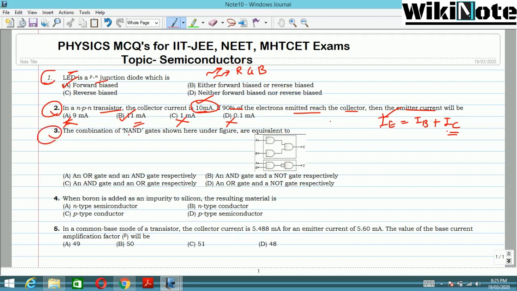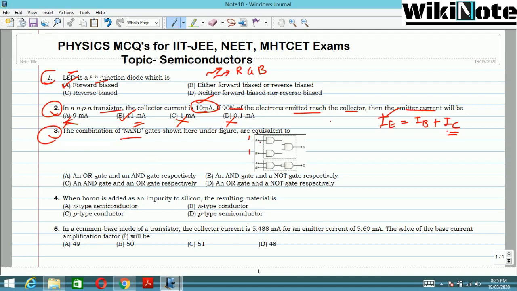Question number 3, the combination of NAND gates shown in the figure is equivalent to. Okay, so we do have 2 gates over here. So what will be this option? That is the question. So first of all, it is equivalent to. So first we directly take down the cases.